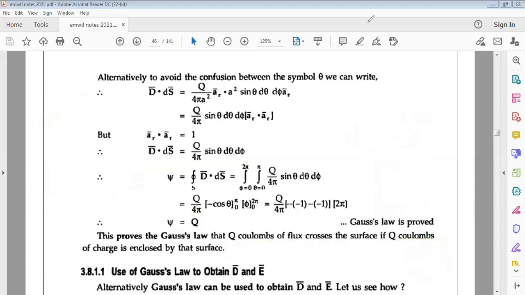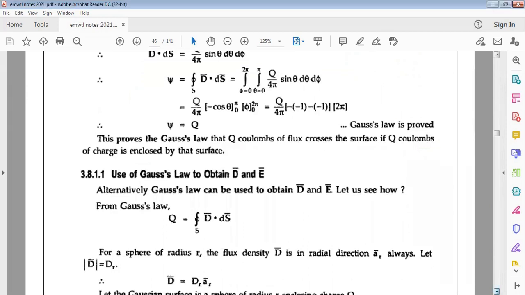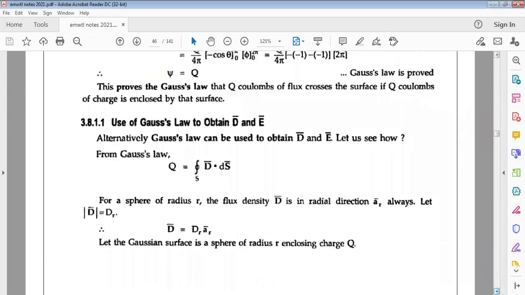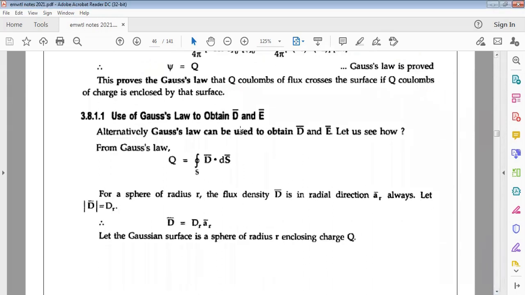Got it? This is very important. We have to prove that psi and Q are both the same. Flux psi is equal to charge. Now, use of Gauss law to obtain D bar and E bar. Now we are using Q instead of psi. Q is equal to the integral of D bar dot dS bar.